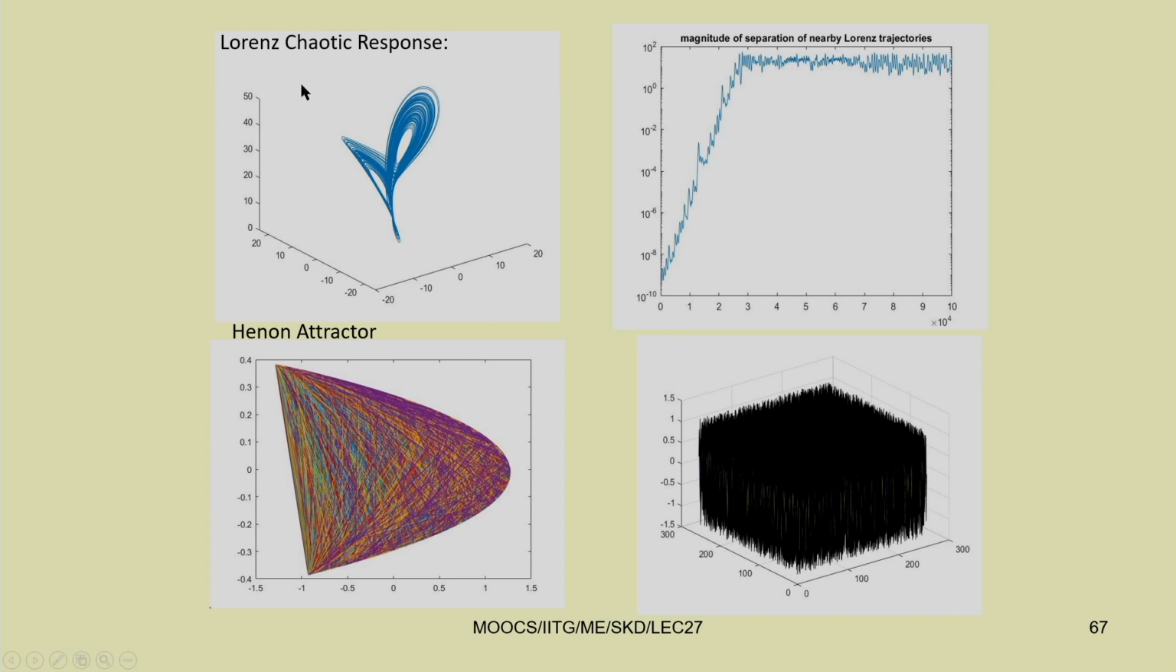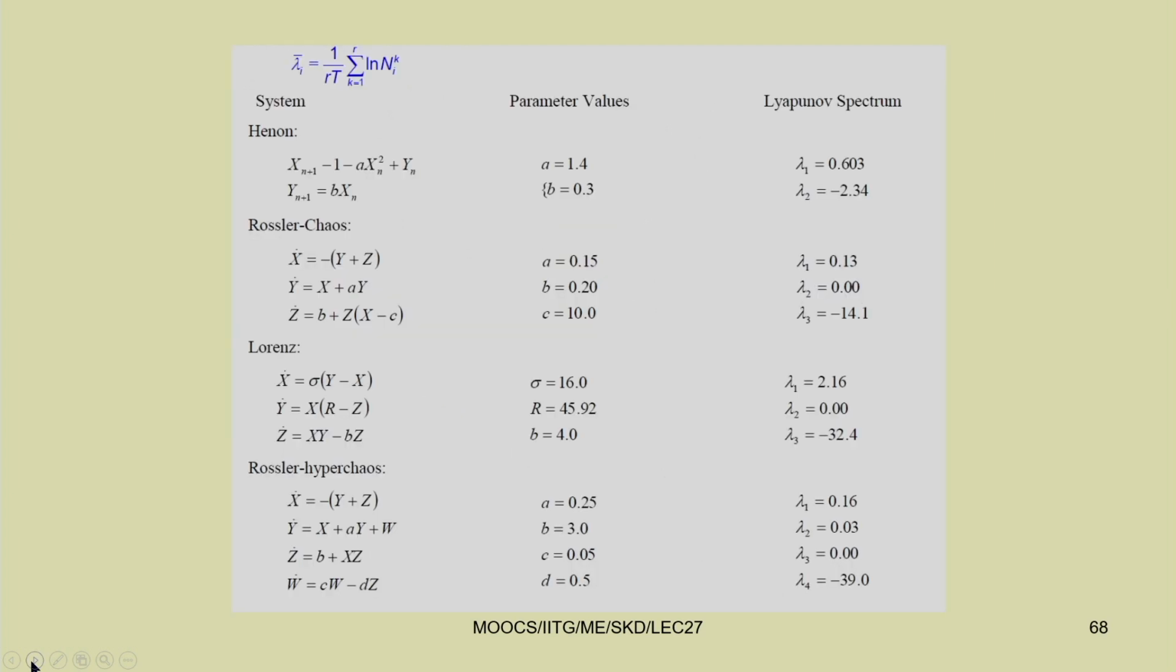Here, for the Lorenz attractor and the Henon attractor, how the separation grows with the initial separation has been shown. Starting with a separation of 10 to the power minus 10, finally there is a separation of 10 to the power 2, that means the separation has increased 10 to the power 12 times. So it increases exponentially. Similarly, here also you can see it is increasing very much. If you find the Lyapunov exponents, you can see some of them are positive. That is why they are chaotic attractors.